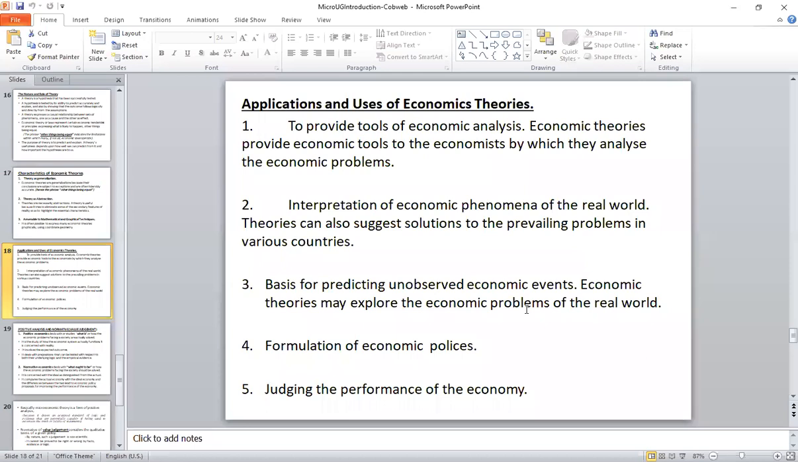Like for instance, sorry, with my voice. For instance, how do we use theory to predict and observe the economic events? Now we know the theory of demand or supply, when the supply increases, prices fall. Isn't it so? So that is the theory of the law of supply. Supply increases, price falls.